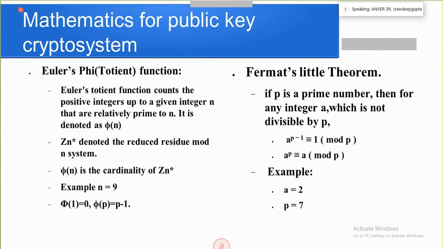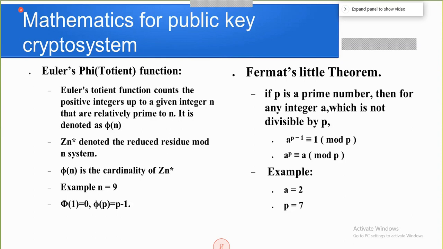Yeah, and next we are moving to RSA. So before moving to RSA, let us revisit the necessary mathematics for RSA. So first is Euler's phi function. It is also called the totient function. This is the function that counts the positive integers up to a given integer n that are relatively prime to n, and it is denoted as phi of n.